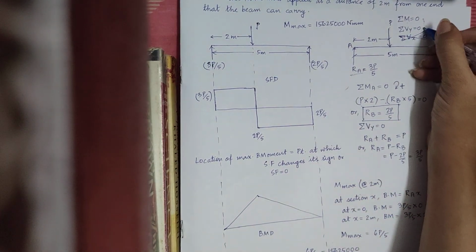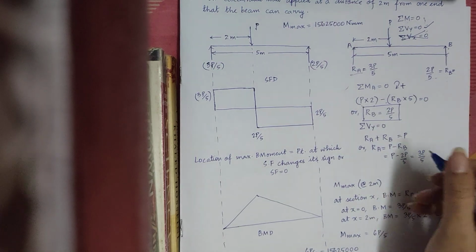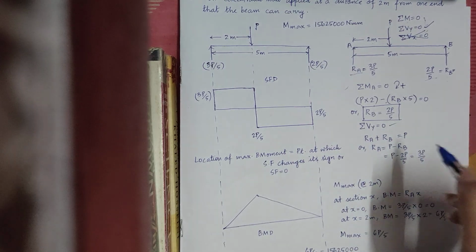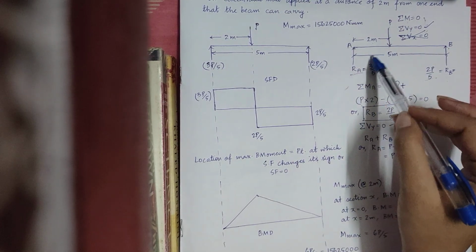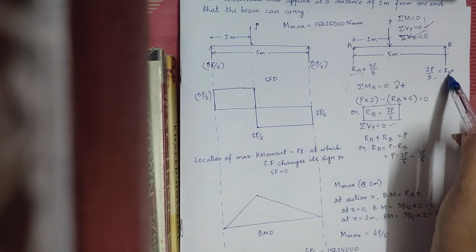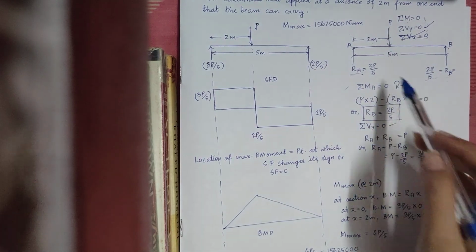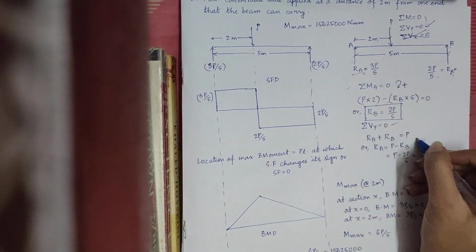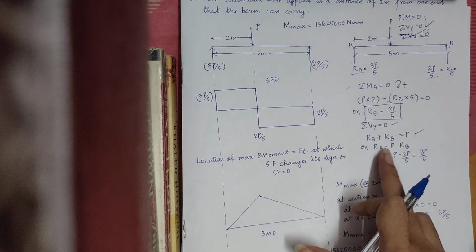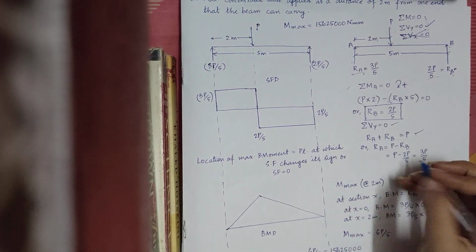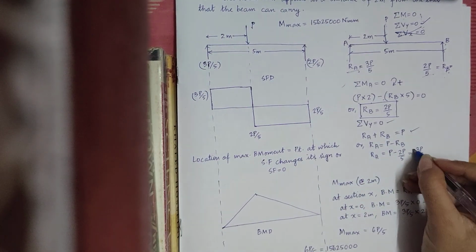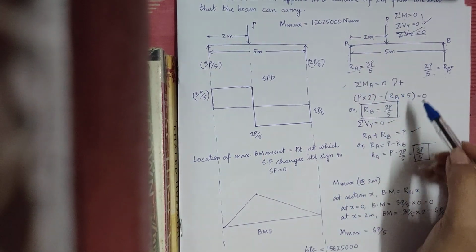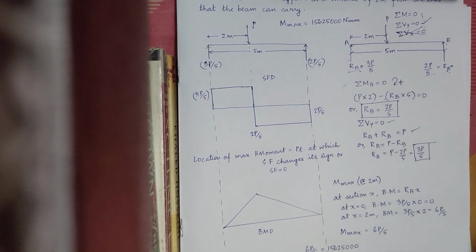Next we are implementing the second equilibrium equation, which states that summation of all the vertical forces is equal to 0. So what are the vertical forces available in this beam? It is RA, RB and this P. So RA plus RB will be equal to the downward load, which is P. That is what I have written here. From there we will be able to calculate the value of RA, which is equal to 3P by 5. So RA is equal to 3P by 5 and RB is equal to 2P by 5.